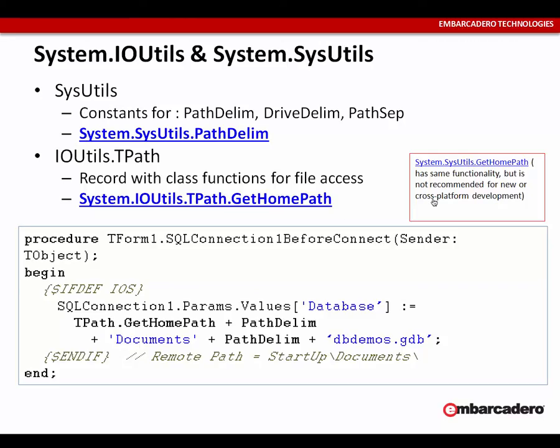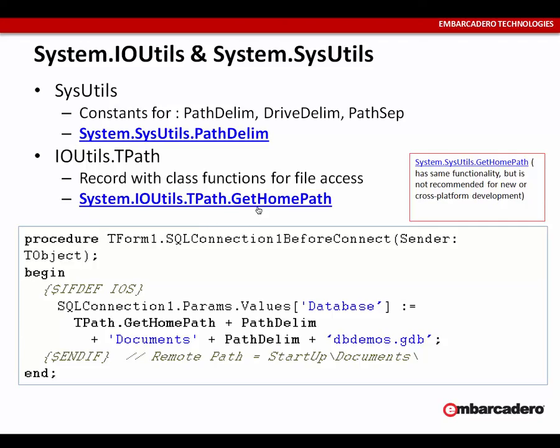Now I have a note here that System.SysUtils.GetHomePath has the same functionality, but it's not recommended for any new or cross-platform development. So in our case, for iOS development, it's recommended that you use the more platform agnostic implementation, and that's to use TPath.GetHomePath.